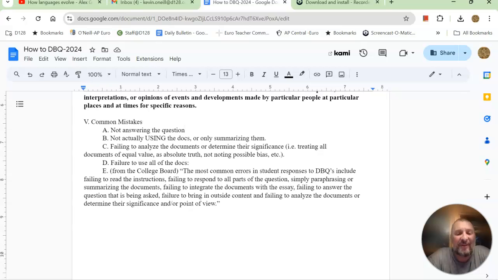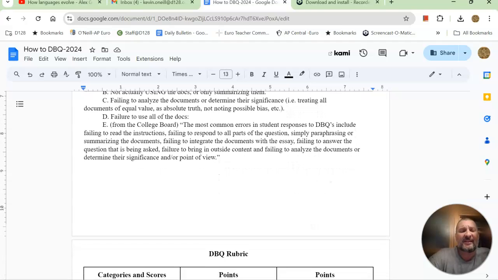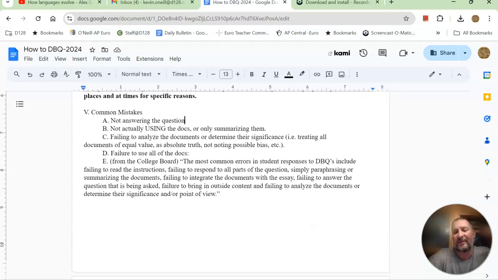include failing to read the instructions, failing to respond to all parts of the question, simply paraphrasing or summarizing the documents, failing to integrate the documents into the essay, failing to answer the question that's being asked, failing to bring in outside content, and failing to analyze the documents to determine their significance and point of view. So thank you, College Board. You just said the biggest mistakes were people not doing everything they're supposed to do.